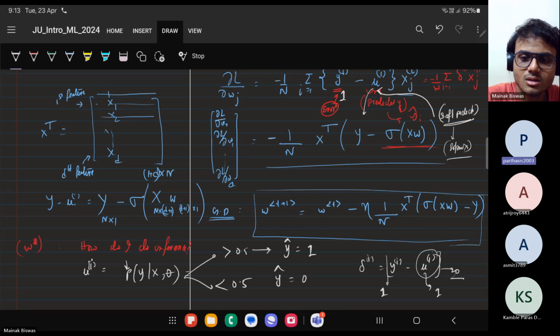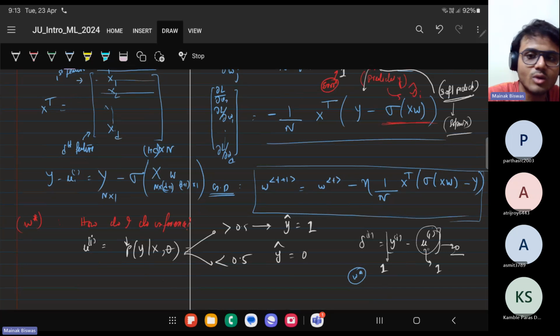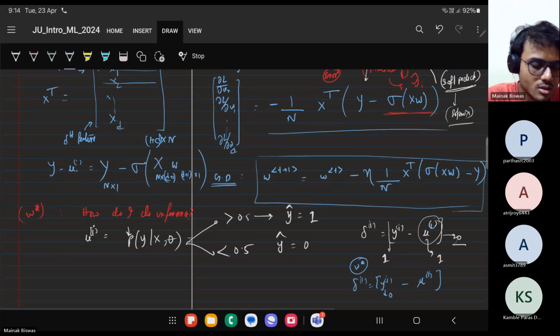It would go greater than 0.5, meaning towards 1. Why greater than 0.5? If it is W star, what should mu I ideally be at W star? It should be close to 1. It should be confident about its prediction. Close to 1, yes. Similarly, if yi is 0, then where should it go? Close to 0.